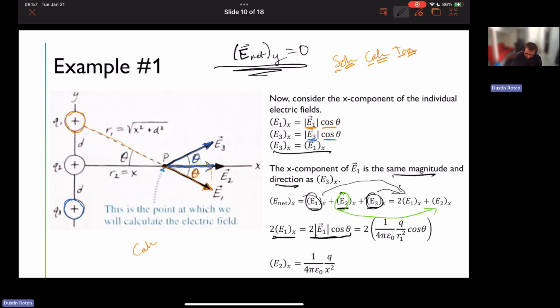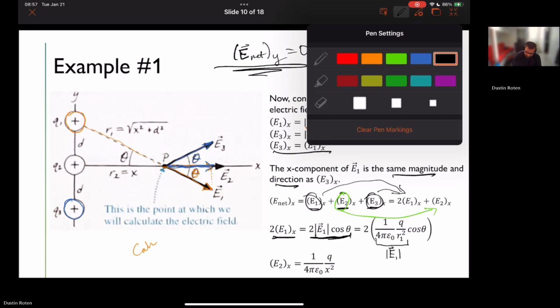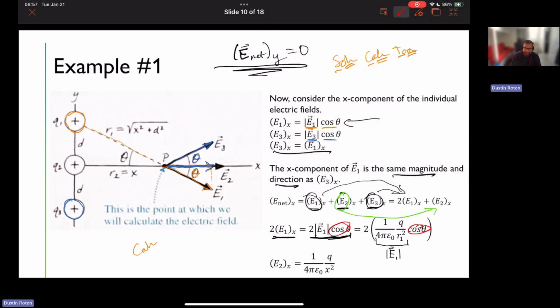Now we said that E1 was just the magnitude of E1 times cosine theta, because we're just dealing with the x component. We can plug that in. We know how to calculate the electric field, right? So really this is just the full strength of E1, and then the cosine just comes along for the ride. Full strength, but then we use cosine to just grab the x component. So this is for the 2E1 x component.